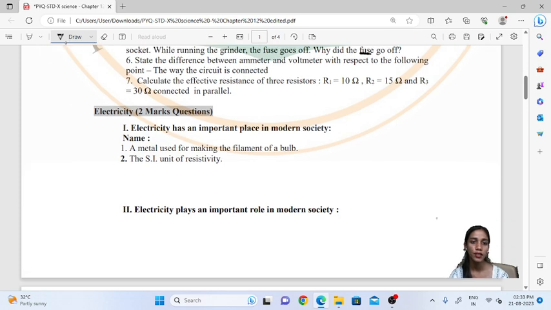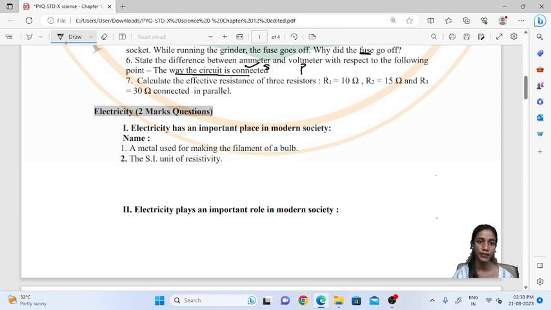Now next is, state the difference between ammeter and voltmeter with respect to the following point. What is the point? So you have to pay attention to the whole question. It says that with respect to this point, the way the circuit is connected, you have to just give one difference. Now how we will differentiate based on this point? Ammeter is connected in series and voltmeter is connected in parallel. That's it.